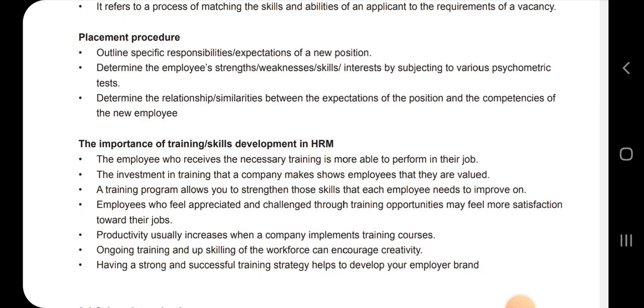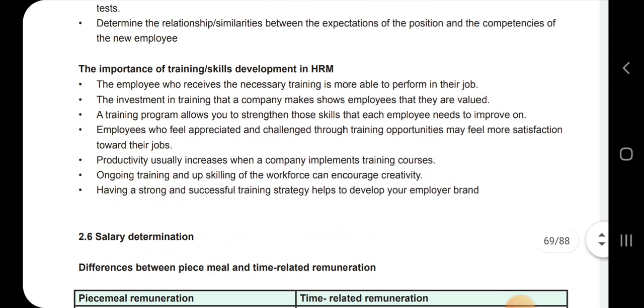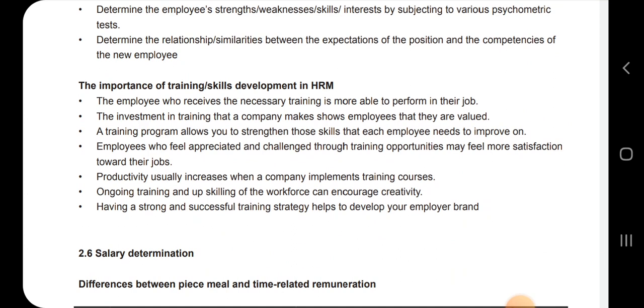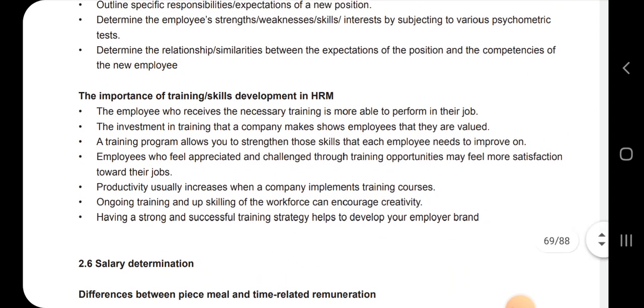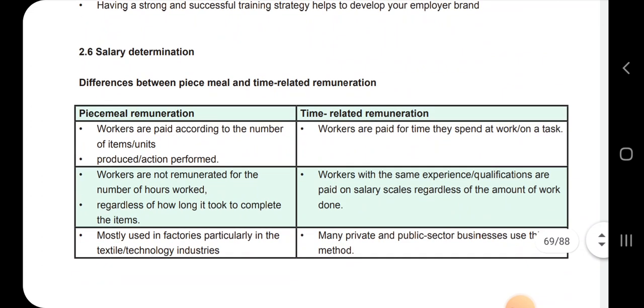The importance of training and skills development in human resource management. The employee who receives the necessary training is more able to perform the job. The investment in training that a company makes shows employees that they are valued. This is part of the Skills Development Act, so you can just go through that. Ongoing training and upskilling of the workforce can encourage creativity. So go through all those points.